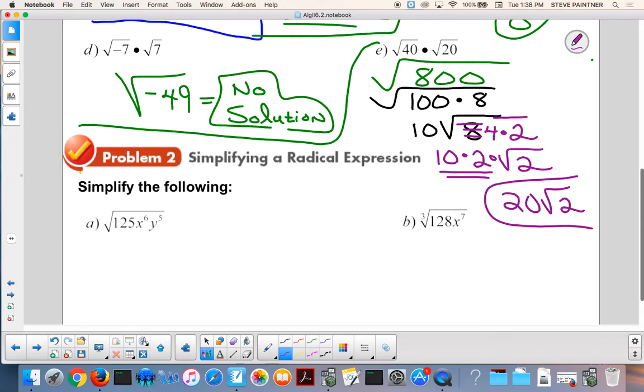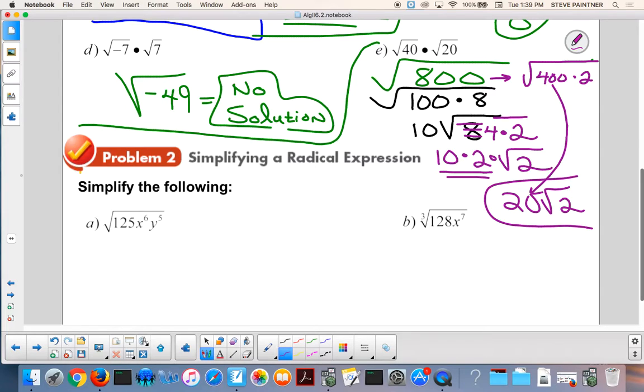Now, there is a way you could have done it a lot faster. I heard one person say there's a larger perfect square that goes into 800. 400. You could have said this is really just 400 times what? 2. What's the square root of 400 though? 20. So you would have got there a lot faster.